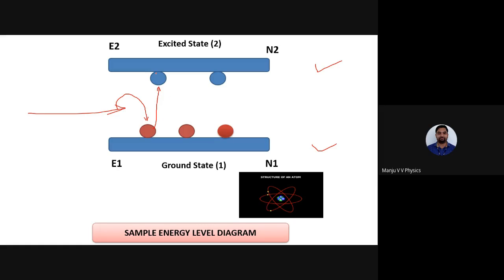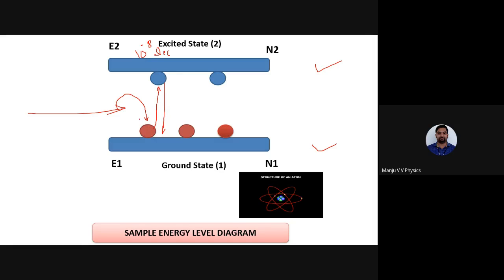And it stays up to some time. Always it has to come back to the ground state naturally. But it stays for only a fraction of time, say for example 10 power minus 8 second, 0.00000001 second. After 10 power minus 8 second, it loses all the energy. Again, it will come back.